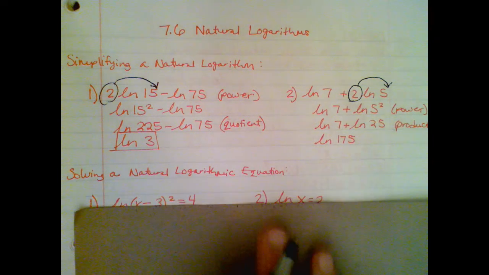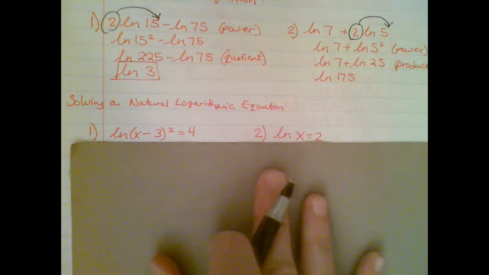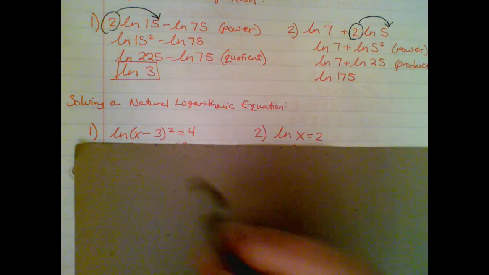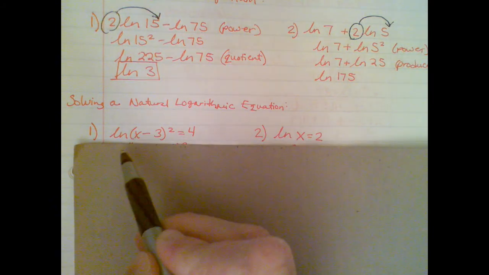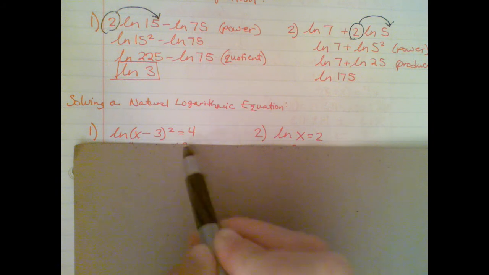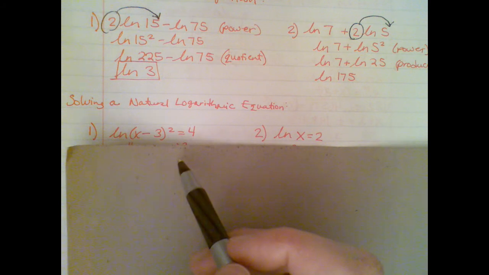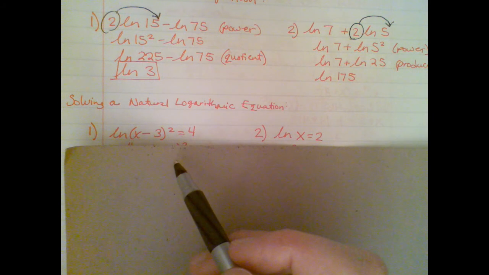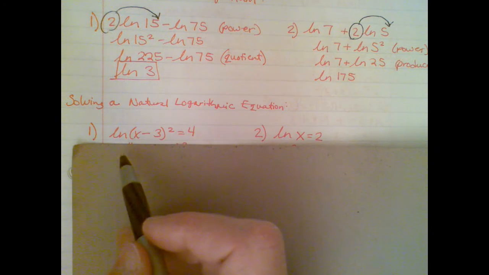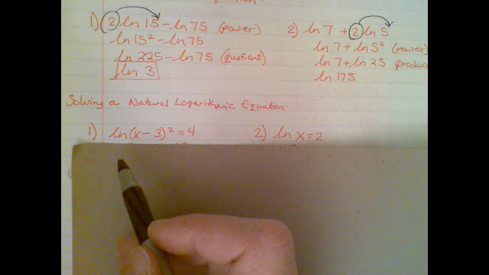From here, we have a couple natural logs that we want to go ahead and solve for. So for this one, we have the natural log of (x minus 3) squared equals 4. This is kind of like if it was in exponential form, we switched it to logarithm; if it was in logarithm, we switched it to exponential. For natural logs, though, if it's in natural log form, we switch it to base e to solve for it. If it's in base e, we switch it to natural log to solve for it.